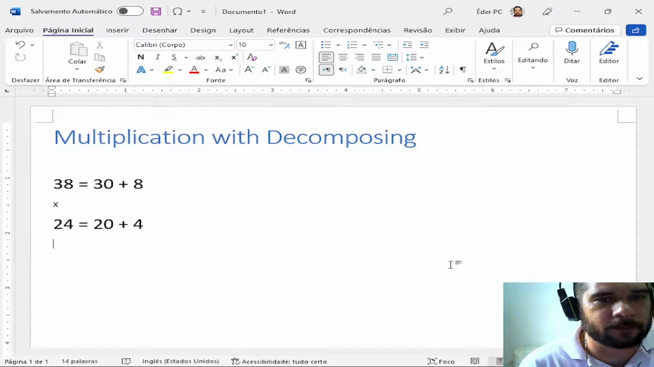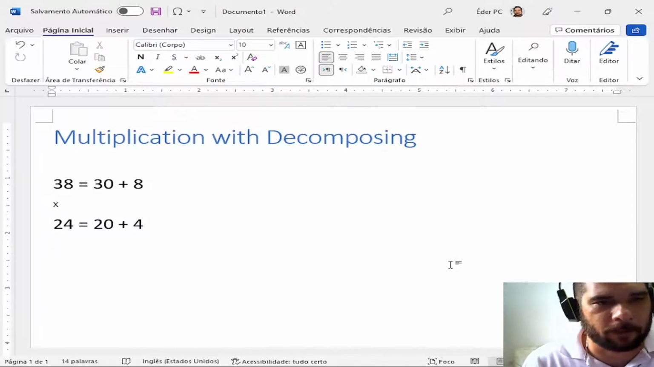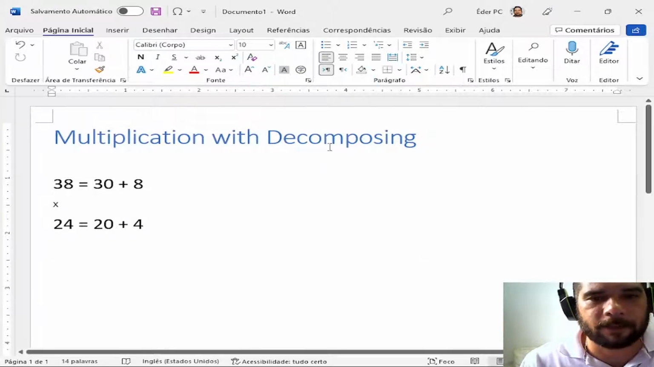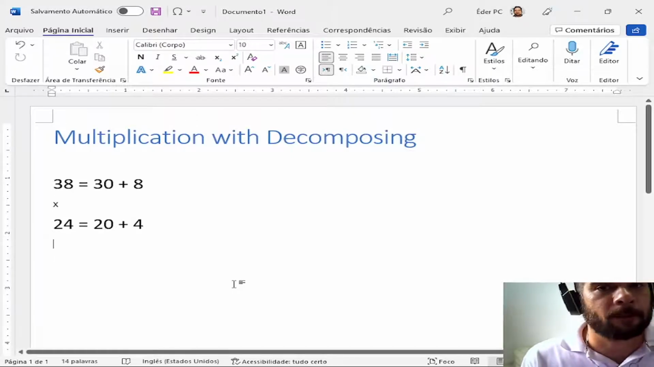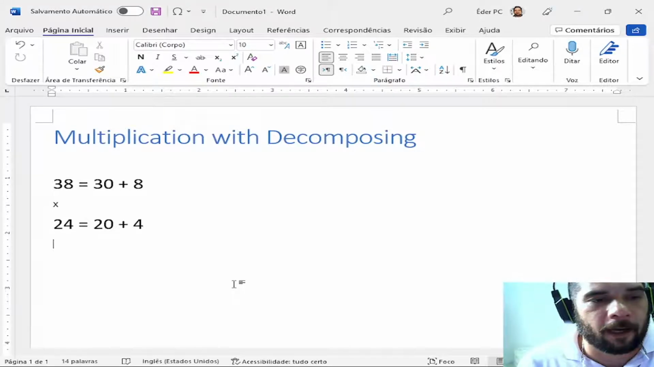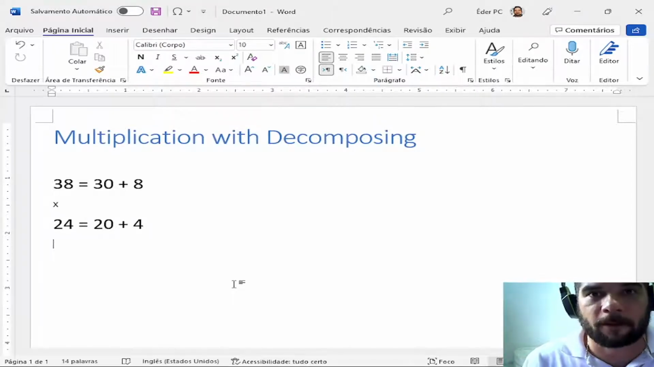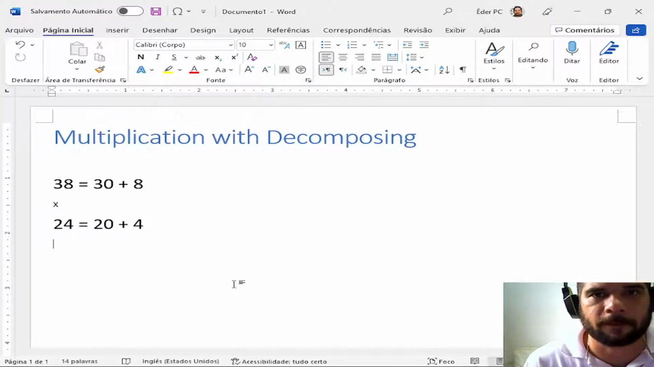I have here today, this afternoon, a very simple example, a very simple class on how to use decomposing. So decomposing is the name of the game. It simplifies stuff because, as my students already know, we try to do everything without a calculator. At tops, we use paper and pencil.